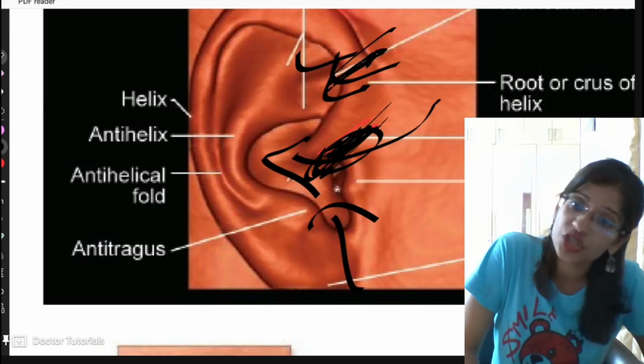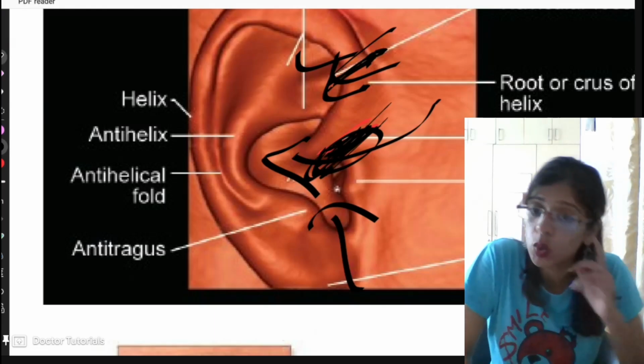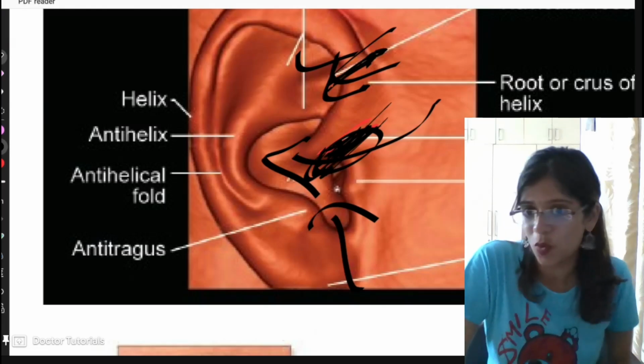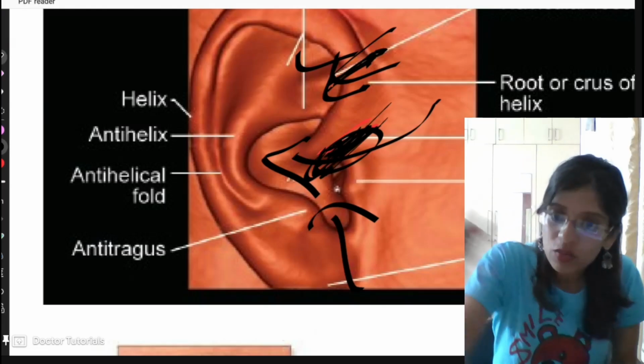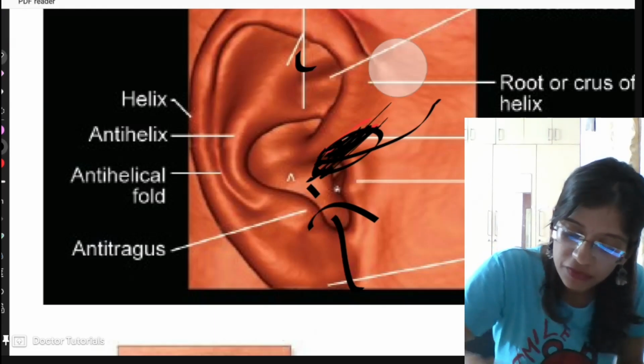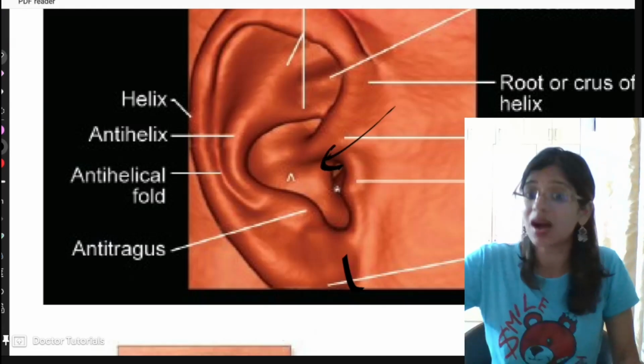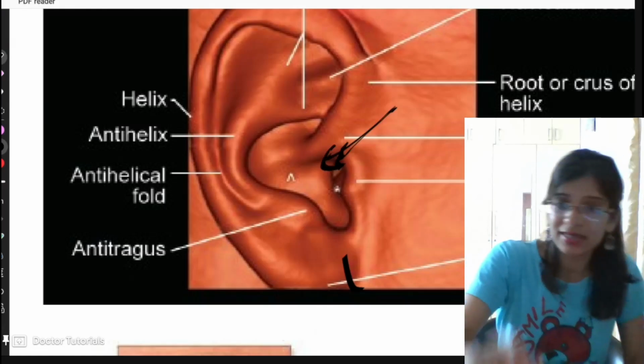So if cartilage undergoes necrosis, there is going to be deformity in the ear. Will that look good? No. So that is why when we want to do surgery, we will prefer the area. Which area? Incisura terminalis, because there is no cartilage.